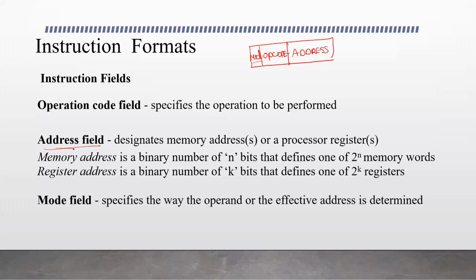When the operation code says what operation is to be performed, we need to know on what data the operation is to be performed, and where it is located. So to find the location of the operand, the location of the data on which the operation is to be performed, we need the address. It may be kept in memory or in one of the processor registers. So this address field may contain the address of the memory location where the data is stored, or it may be a processor register. In one of the registers, the data may be stored.